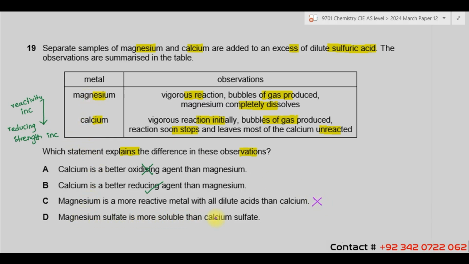Magnesium sulfate is more soluble than calcium sulfate. This is true because for group 2 sulfates, as we move down the group, the solubility of the sulfate decreases. When calcium sulfate is formed, it is insoluble, so a sulfate layer is present around the calcium. Because of that, calcium remains unreacted. So D is the correct answer.